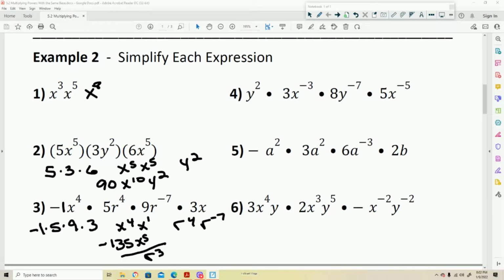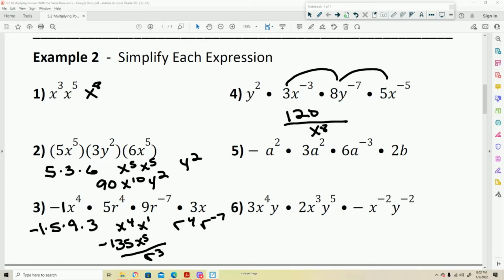Okay, next set, now I'm not going to group them like I did these two. We're just going to multiply these numbers together. So we get 8 times 5 is 40, times 3 is 120. I want to write that down. Then let's do the x's. I get negative 3 and negative 5. Well, that's a negative 8. That means it needs to go on the bottom.